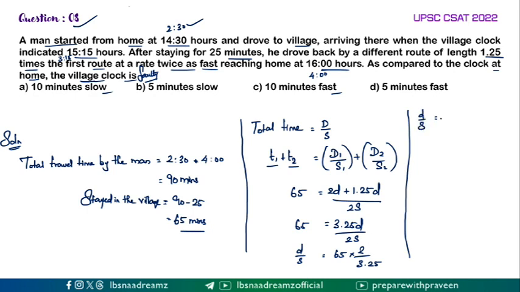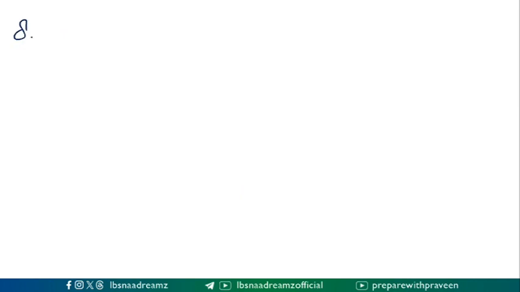So d by s is equal to 65 into 2, that is 130 divided by 3.25. So 3.25 into 40 is equal to 130. So 130 divided by 3.25 is equal to 40 minutes. So the man took 40 minutes to reach the village.